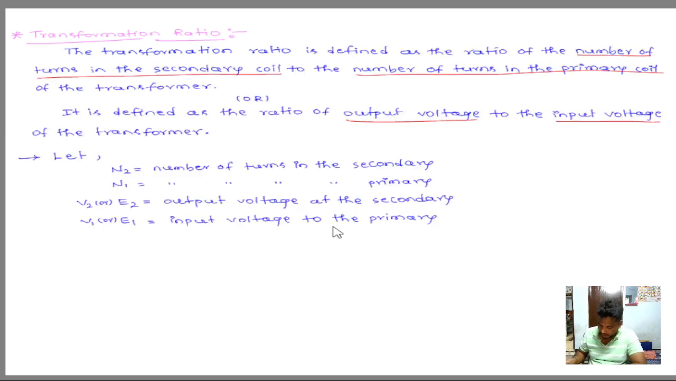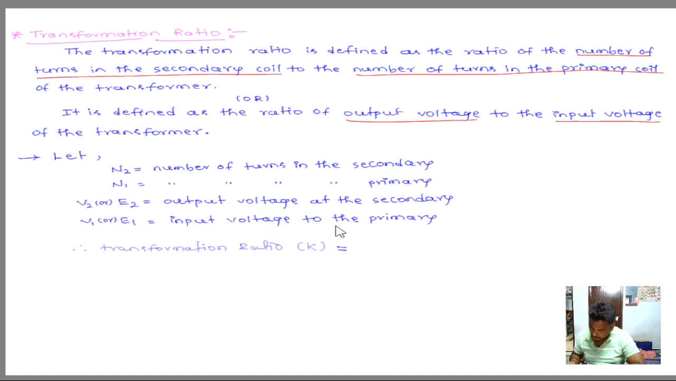Therefore, the transformation ratio is generally denoted by the capital letter K.